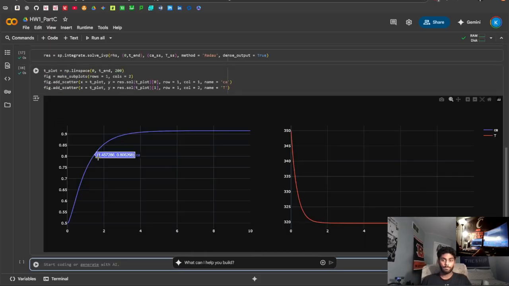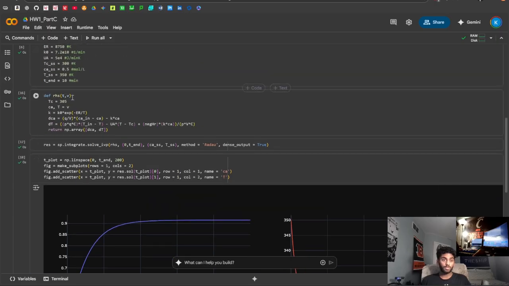All right. Now we see that it starts at 0.5 for its concentration, goes up, and reaches this new steady state around 0.91 moles per liter. And our temperature of the process actually decreases, but never really hits 305. Instead, it hovers around 319 right about here.